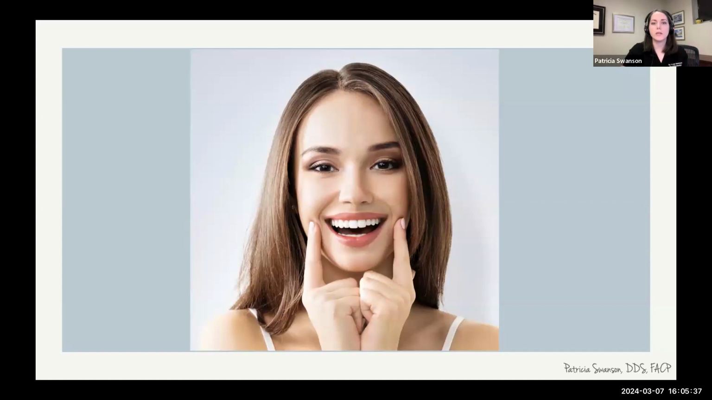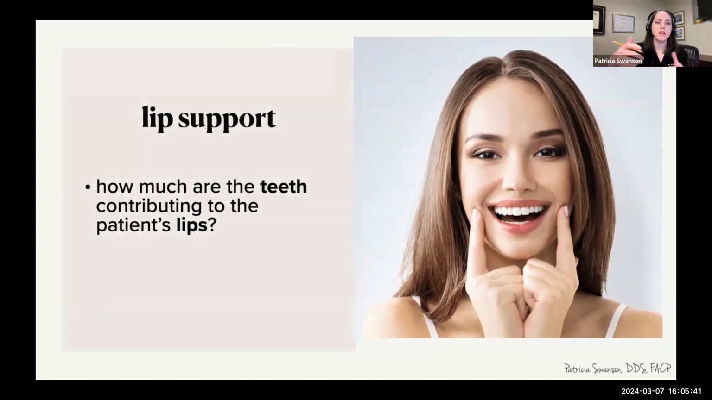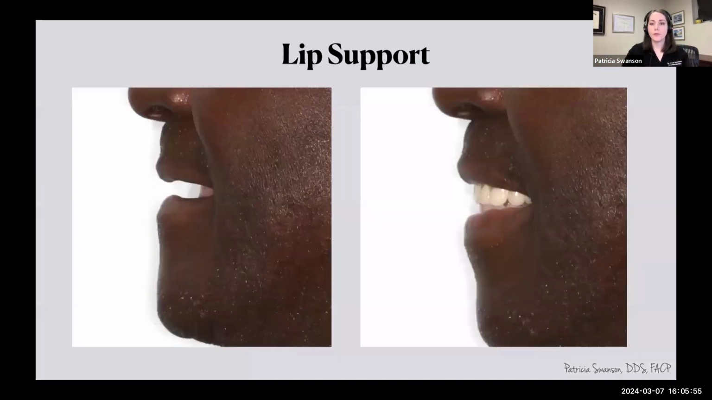It can also include the patient's lip support and what frames their teeth. So, how much are the patient's teeth affecting the way the patient's lips look? And when I'm talking about lip support, we can think about it from multiple points of view. So I can think about it from the profile view.